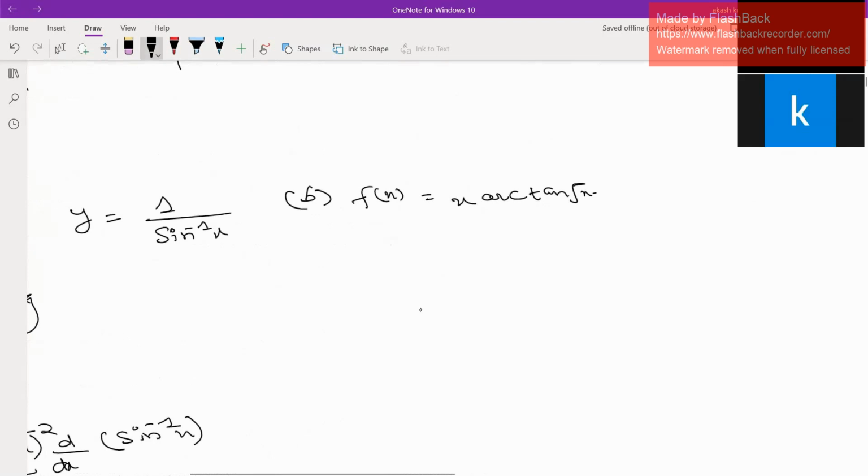Arctan is tan inverse x. We can write tan inverse x as arctan, or arc cos, so it becomes cos inverse. Arc sin, so it is sin inverse. Is it clear? Okay.